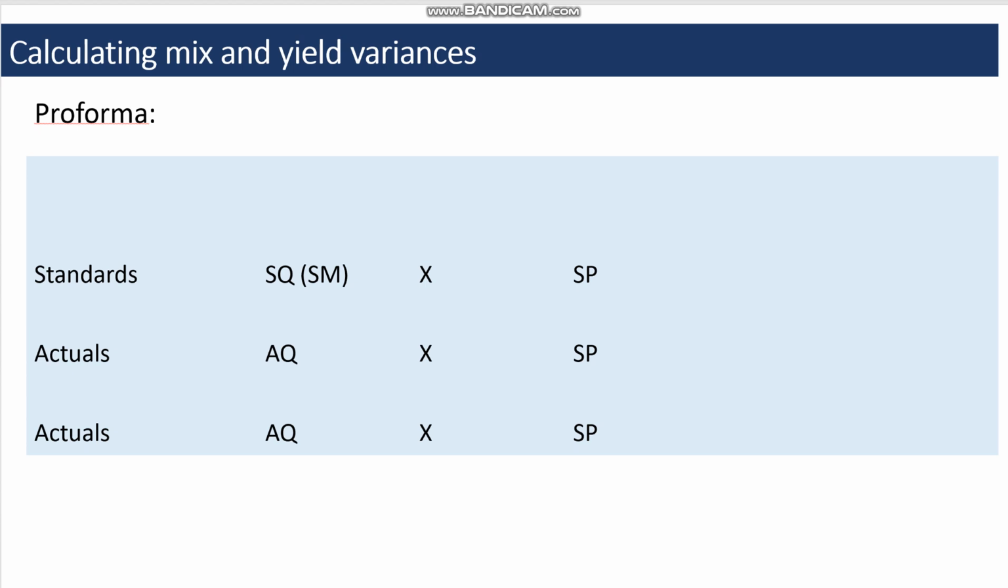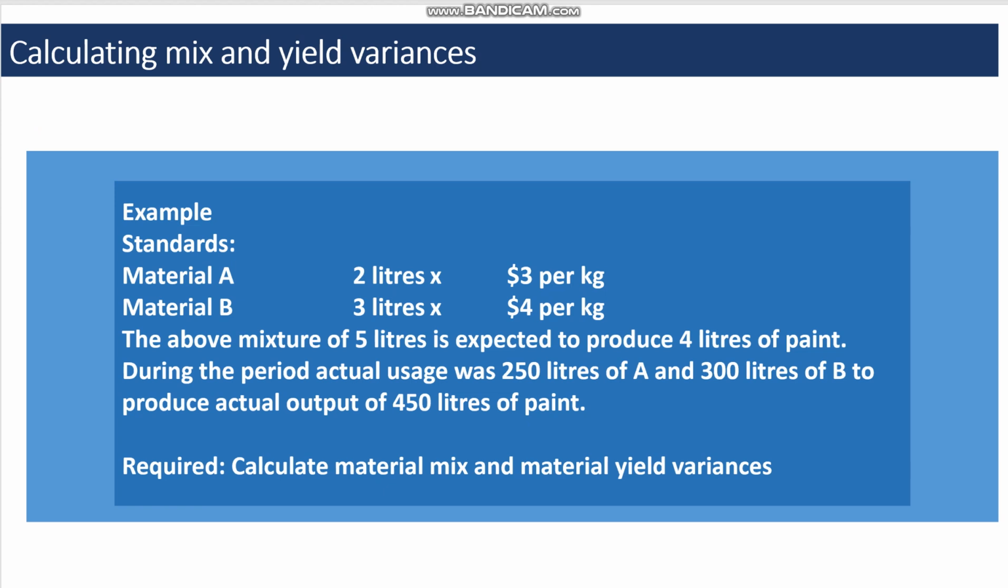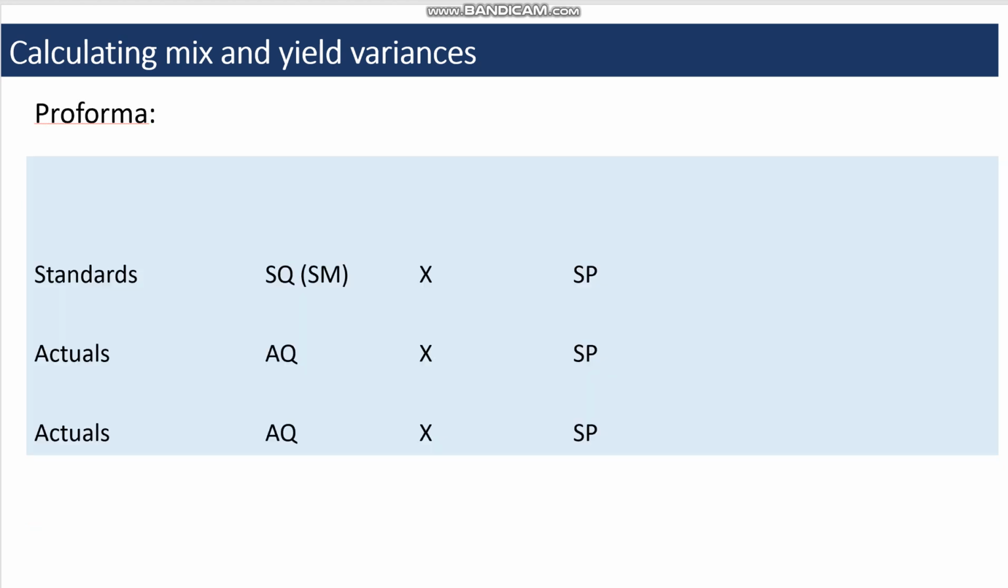Or instead of percentages, we can also be given standard mixes as quantities, like in this example. Can you see that there are two materials being mixed together, A and B? So material A quantity is 2 liters, material B quantity is 3 liters, and the above mixture is 5 liters, so 2 plus 3, 5 liters. So in order to produce the product, we mix 2 liters of A with 3 liters of B. So SM in this pro forma will be 2 over 5, and SM for the material B will be 3 over 5. You can work out the percentages: 2 over 5 is 40% and 3 over 5 is 60%.